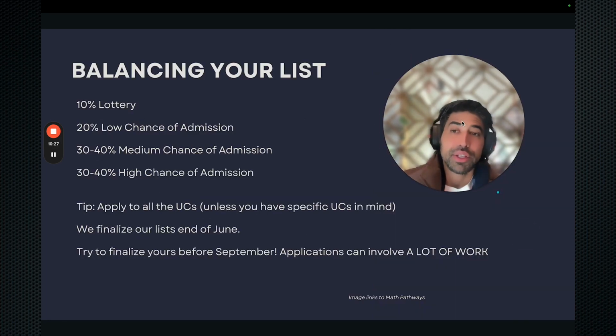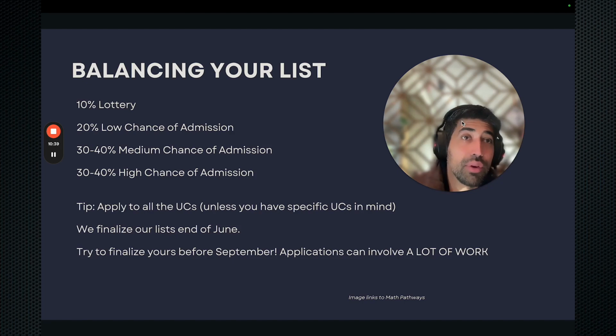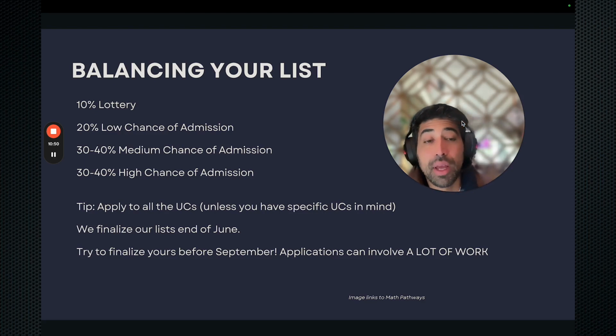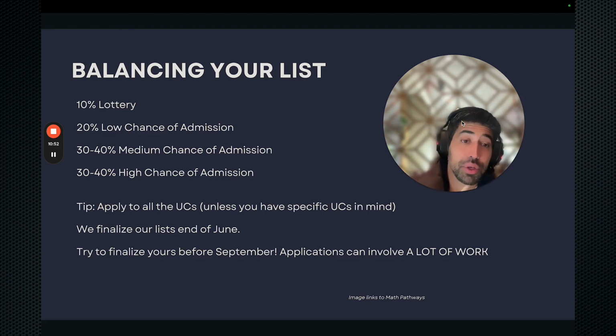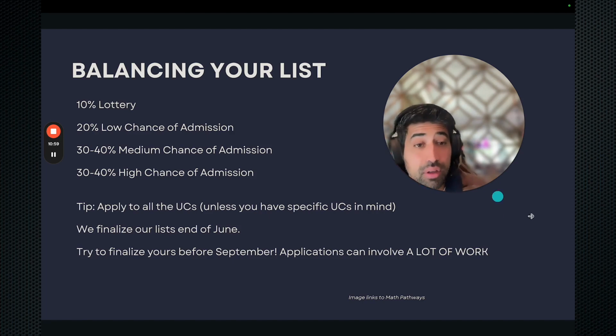Okay. Now, balancing your list, this is typically our guidance. So 10% lottery, 20% low chance, 30 to 40% medium chance, and 30 to 40% high chance. And if you were looking at the UCs, just a tip, apply to all of them, unless you've got specific UCs in mind. You can always visit the campuses afterwards as well. Now, we try to finalize our list by the end of June. Try to finalize yours at least by the end of September because the applications can involve a lot of work.